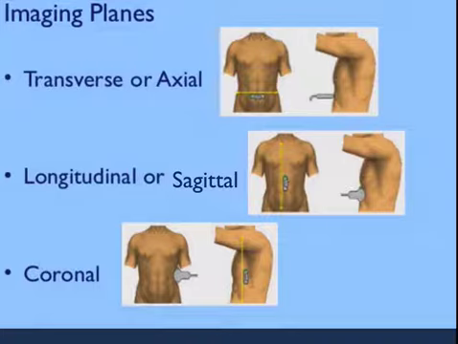Finally, in the coronal view, we can place our marker dot on the patient's right side and upward to obtain coronal views of the uterus.